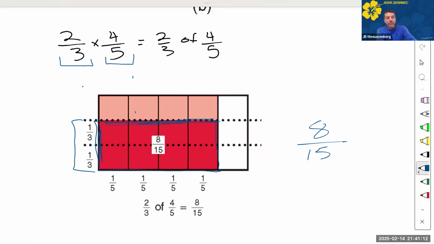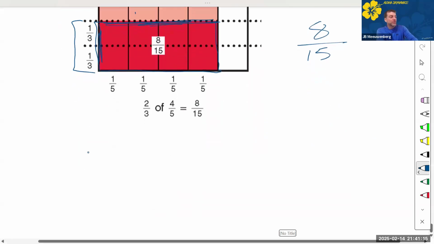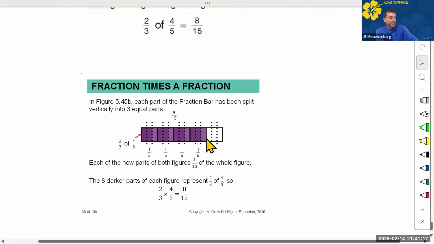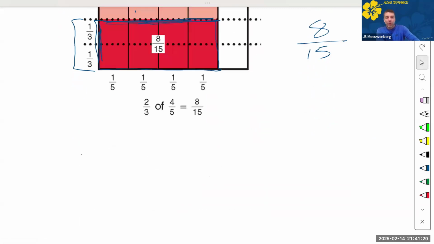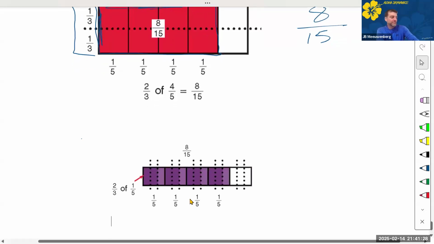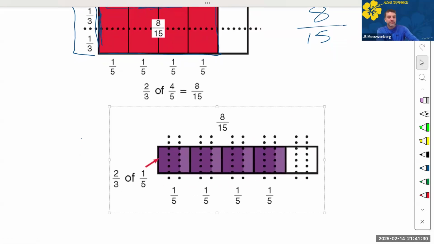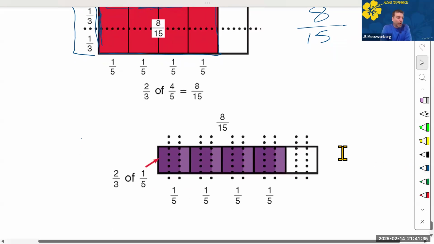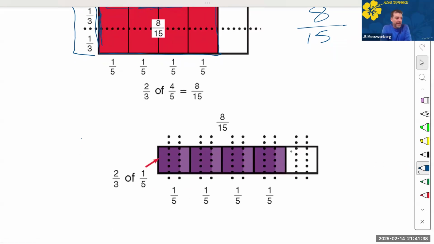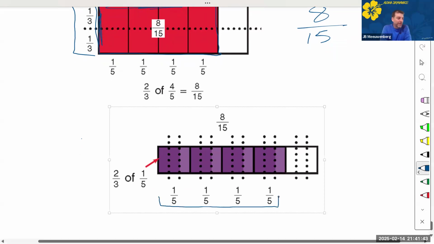Just like before, we can also represent this same problem using a single bar. You don't need to see the whole thing. Let's make it a little simpler for you here. We can just look at this. And so again, if we start with one long rectangle and we cut it into 5 pieces, that's what we see here. And we're going to shade 4 of them. So there's our 4/5. This section down here on the bottom, all the purple.